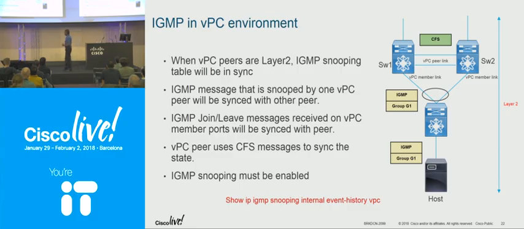When switch 1 receives it, at layer 2, like I said, IGMP snooping is enabled by default. So it snoops IGMP, populates its local table, and uses a message called CFS message, Cisco Fabric Service message, to synchronize the state information with switch 2. So at any point in time, both the VPC peers will have the same snooping table. So this is traditional layer 2. The VPC peer is layer 2, so no other IGMP processing will be happening.